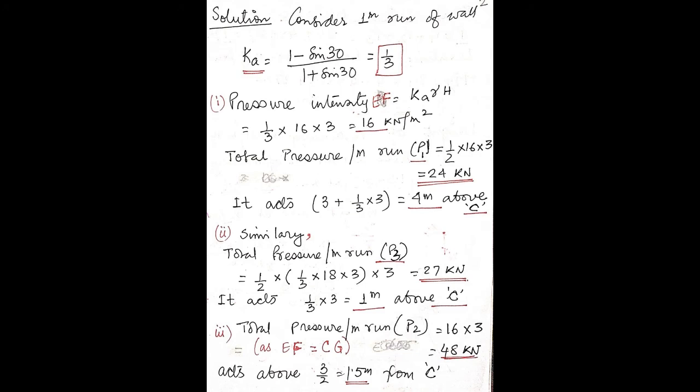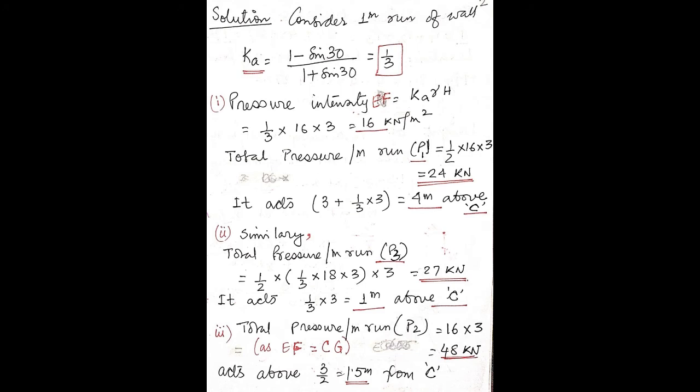And where does it act? It acts 1/3 of 3, that is 1 meter above C. Now the total pressure per meter run, P2, how will we find it? As I have explained earlier, the pressure intensity at EF will be equal to CG. So EF, how much have we found out? The pressure intensity we found is 16. So CG will also be 16.